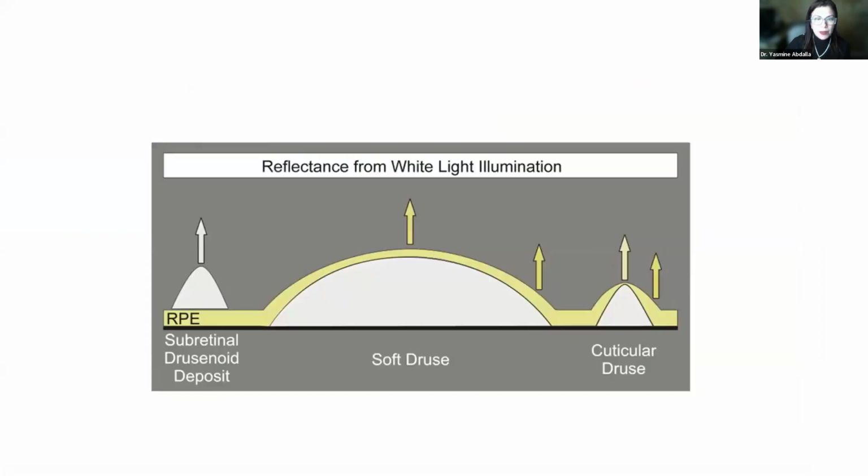So I really like this diagram. It shows you the difference between each type of drusen. So you can see the cuticular here causing thinning, the soft drusen being wide and not causing much disruption of the RPE above, and the subretinal drusenoid deposits being on top. So remember that the RPE is where the autofluorescence comes from and where the blue light is reflected. And the relationship to the RPE is what determines how we see this on fluorescein or autofluorescence images.